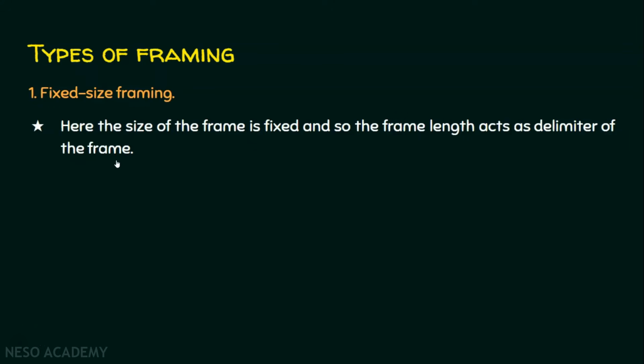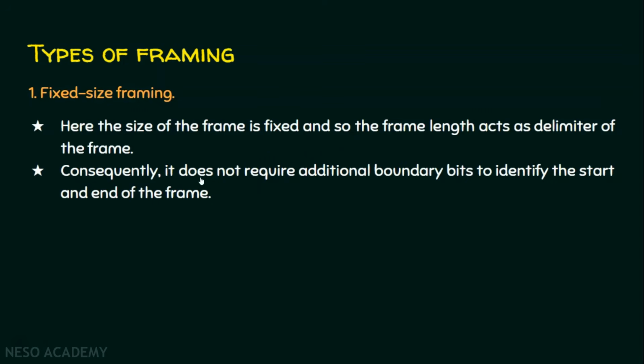For example, if the size is 100, after receiving 100 bits, the receiver can understand that frame 1 is collected. Then the next set of 100 bits means it is frame 2. Consequently, it doesn't require additional boundary bits to identify the start and end of the frame. Since the size itself is acting as the delimiter, it does not require any additional boundary to mark the start or the end of the frame.